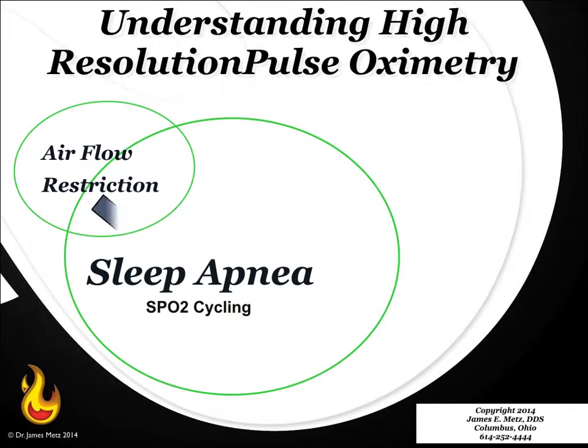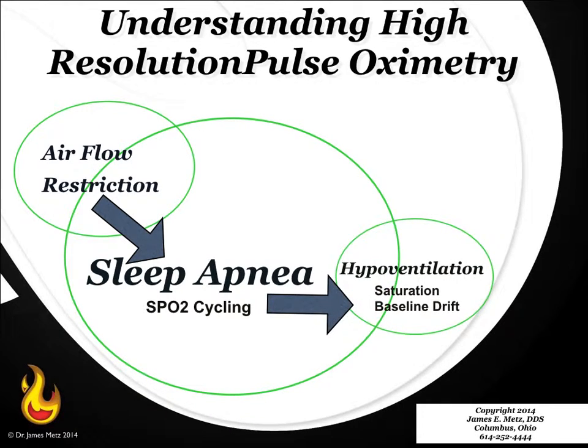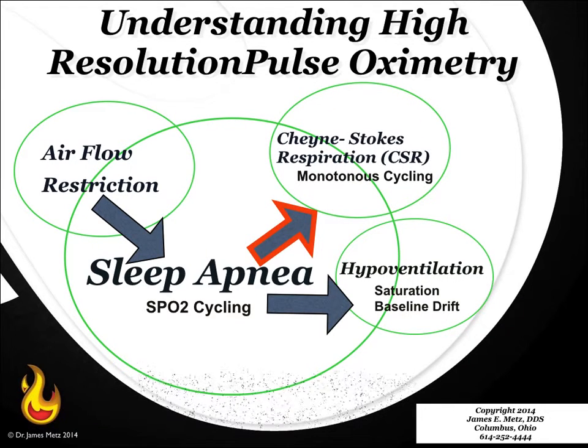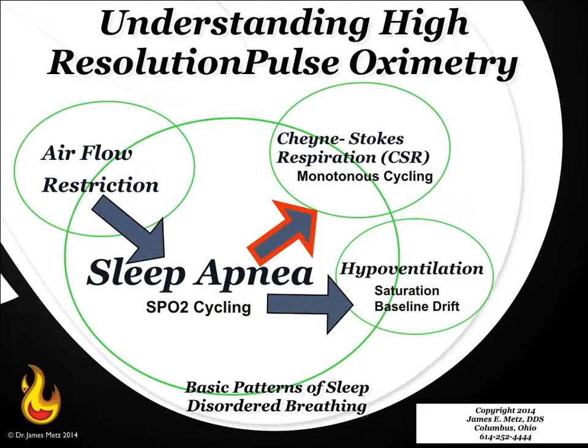But before sleep apnea, there is really airflow restriction, which leads to sleep apnea. And then as it progresses, it'll turn into hypoventilation many times, or it can turn into Cheyne-Stokes respiration. We're going to talk about those things very, very carefully in later slides.